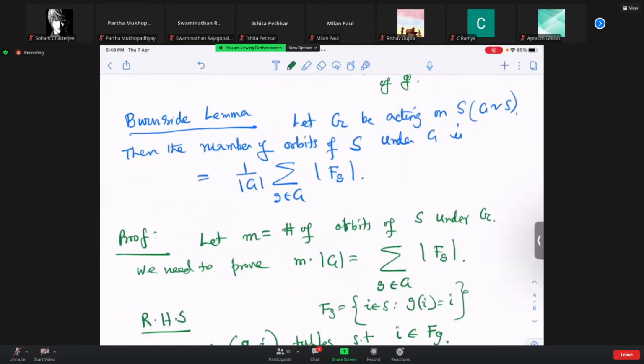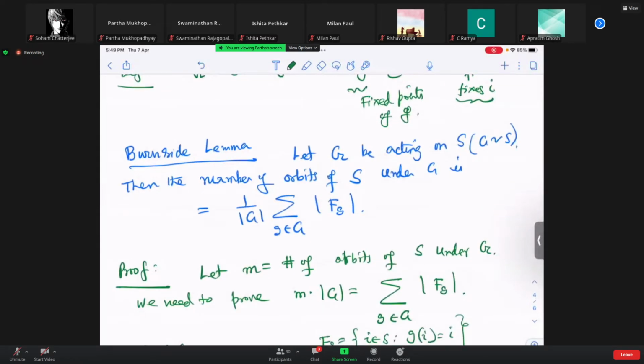Let me go back. So there are two things in group theory that help very much in combinatorics. One is the Burnside lemma, another is Pólya's counting theorem. And this Pólya's counting theorem, I don't know whether we'll have time, because then the group theory section will take a lot of time. So maybe we have to restrict ourselves to Burnside's lemma. But this is the statement.